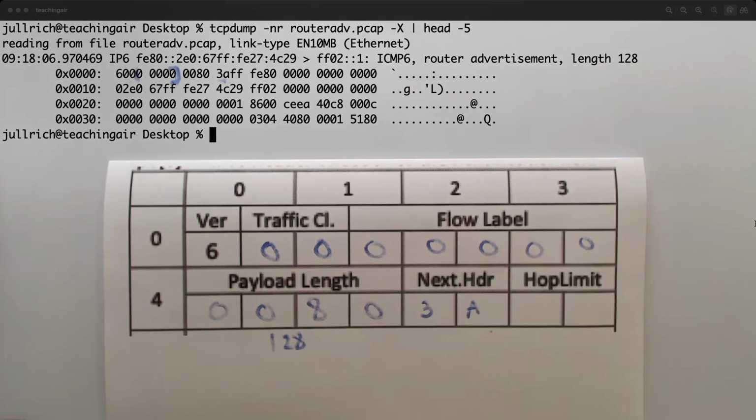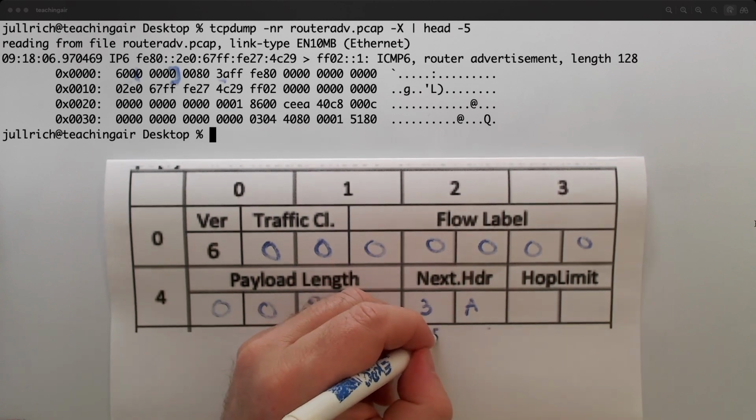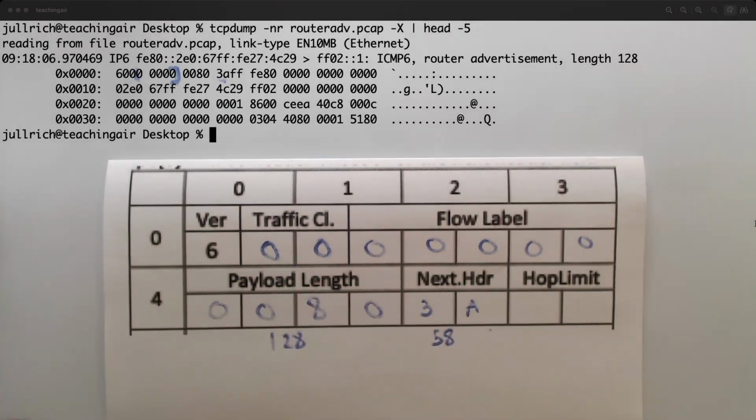Closest to this in IPv4 would be your protocol. In IPv6, instead of having your protocol like ICMP, UDP, TCP as next header, you may have an extension header. That's like these options. So that's why this got renamed. Here, 3A is 58 in decimal, and that's ICMPv6.